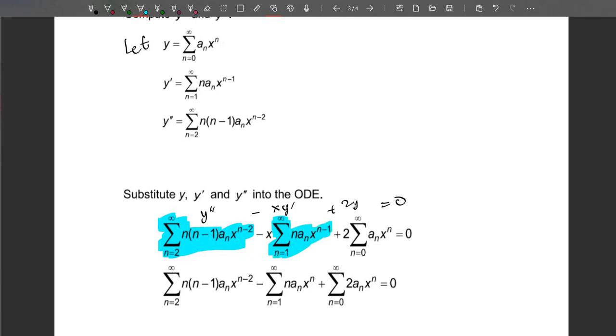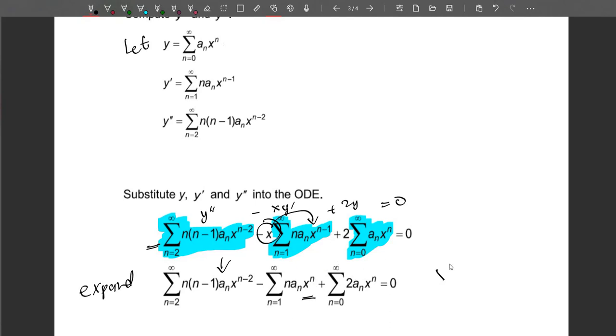The next one is plus 2y, that's why here is 2 times the summation, equal to 0. Next, what you need to do is expand the equation. For the first one, there is nothing to multiply in front of the summation, so it will be the same. But this one, we have x at the front, so you need to multiply x with x power of n minus 1. It will be x power of n.